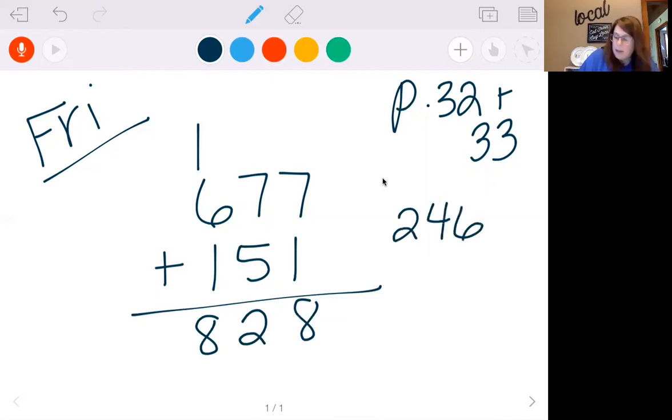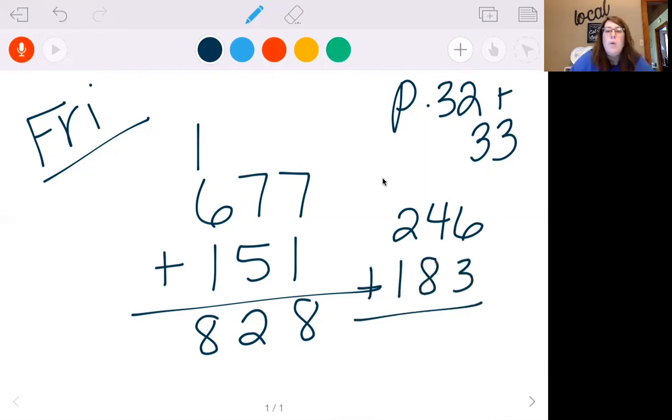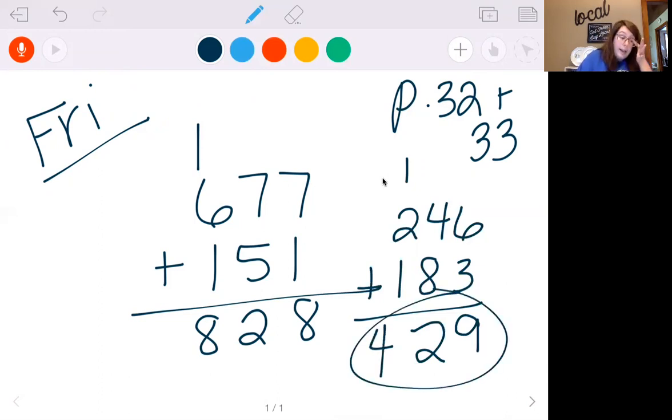Okay, let's try 246 plus 183. We start in our ones column, 6 plus 3, which is 9. So I'm going to put my 9. 8 plus 4, 9, 10, 11, 12 again, just like in the other problem. So I'm going to drop down my 2, carry my 1. 2 plus 1 is 3, plus 1 is 4. 429. And if you want to get into the habit of circling your answers, that's cool too. Circling it makes it a lot easier when we check them.